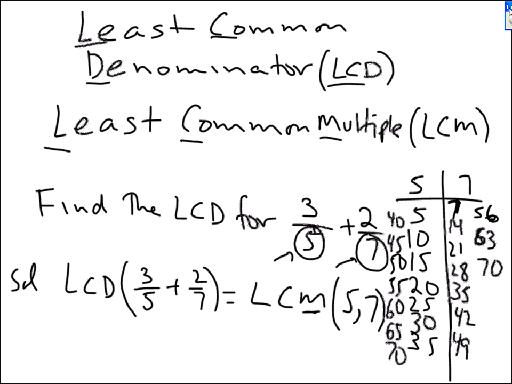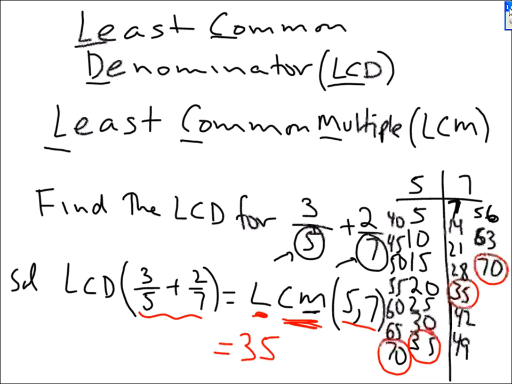We want the least common multiple. I like to think of it as the first common multiple. 70 is a common multiple. It's on the 5 times table, and it's also on the 7 times table. But you know what? It's not the least. So we want the least one. We look again, and the first number that's on both lists is 35. So the LCD of this sum is equal to the LCM of the two denominators, which is 35.